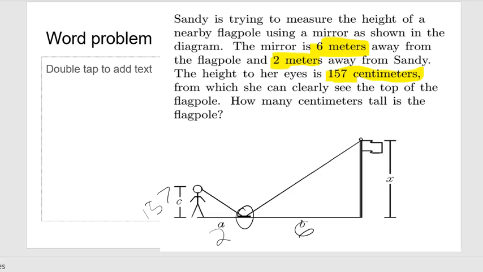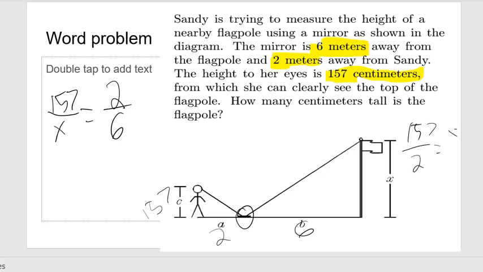Now, there's multiple ways to set this up. What I would do is I'd say, okay, the height of Sandy is 157. Well, the height of the flagpole, we don't know that. So 157 over x. The distance from Sandy to the mirror is 2. The distance from the mirror to the flagpole is 6. Now, you could have done 157 over 2 equals x over 6. That's another way to do it. You'll get the same thing.